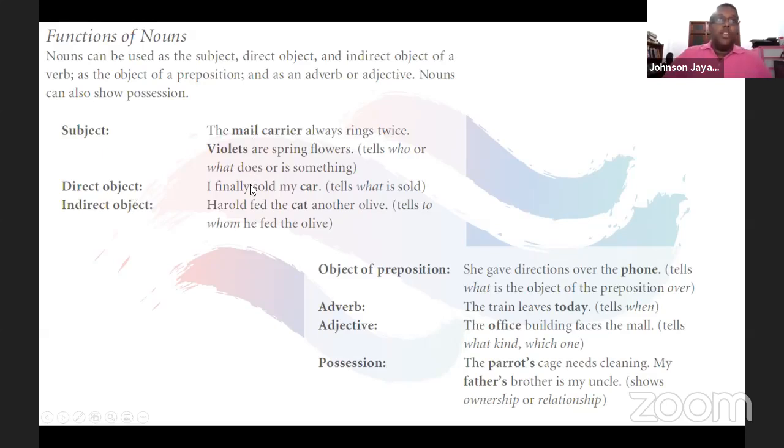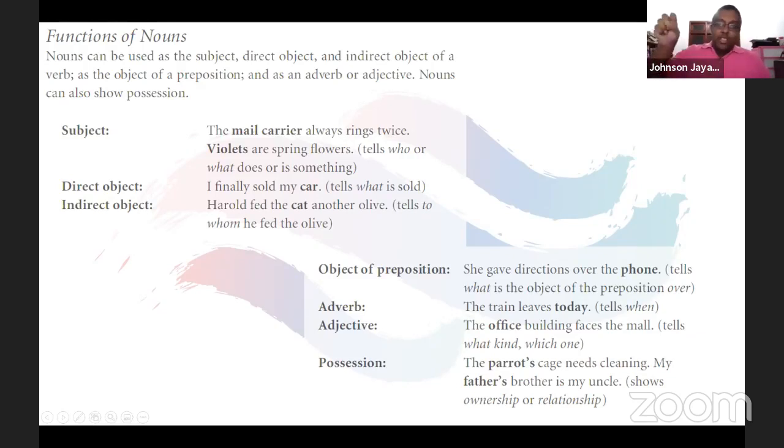Direct object: I finally sold my car. So here the car is receiving the action of being sold by me. It tells what is sold. Indirect object: Harold fed the cat another olive. So basically Harold is feeding an olive to the cat.